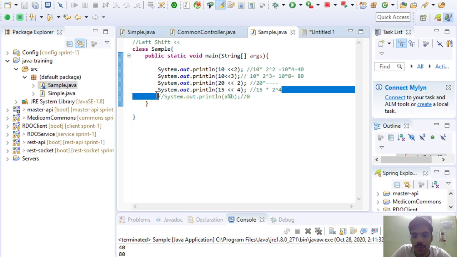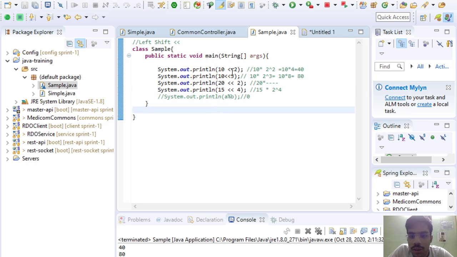Here the output will be 240. Then see 10. How to remember? I am telling about how to remember the left shift operator. First we want to imagine 10 left shift of 2 means 10 star of 2 square. If left shift of 3, left means 2. You can think of that.